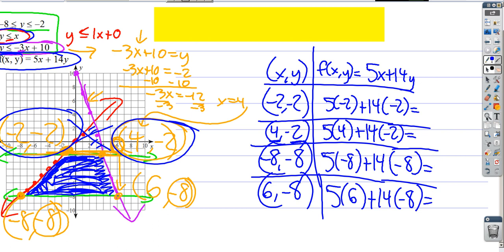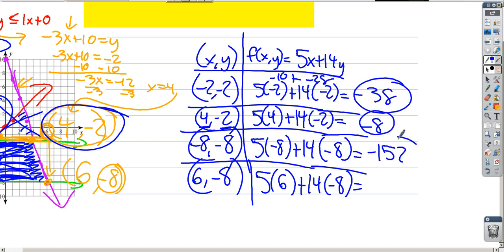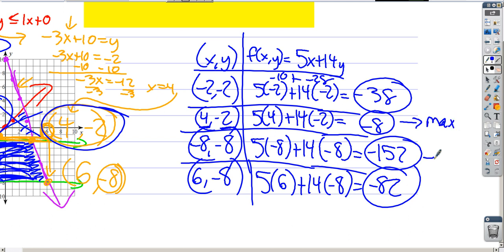So now we just need to calculate these. This top one is negative 10 plus negative 28, that's negative 38. This one is 20 plus negative 28, which is negative 8. This one is negative 40 plus negative 112, negative 152. This last one, 30 plus negative 112, negative 82. The maximum value is right there, negative 8. The minimum value is negative 152. That's the smallest number. So that's how we would set that up.